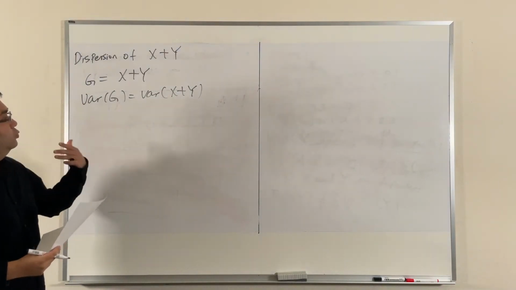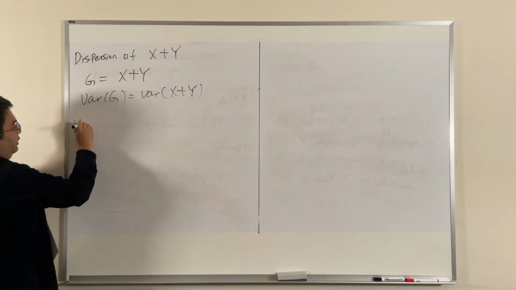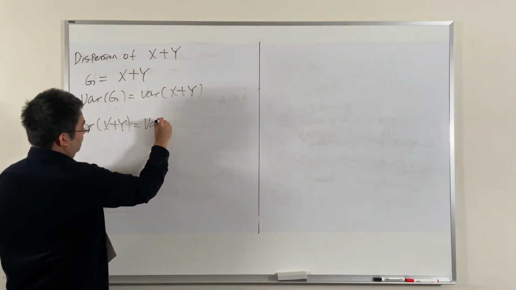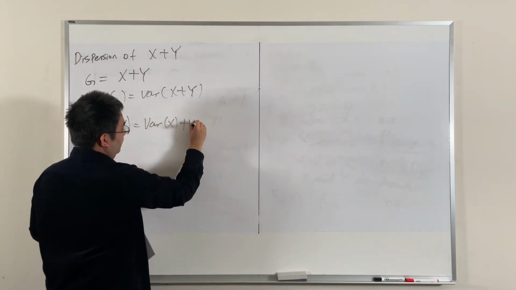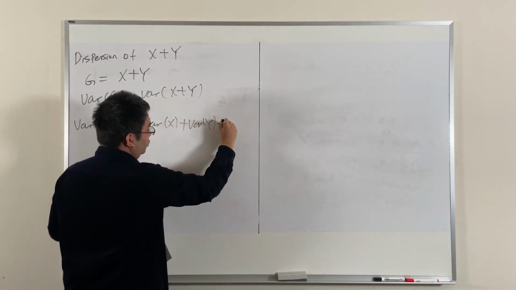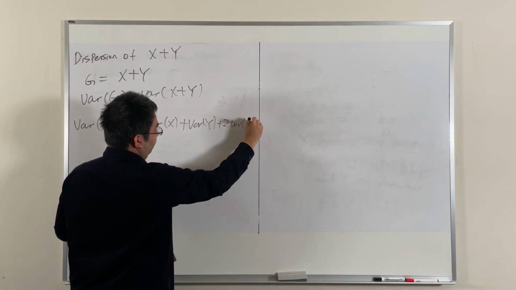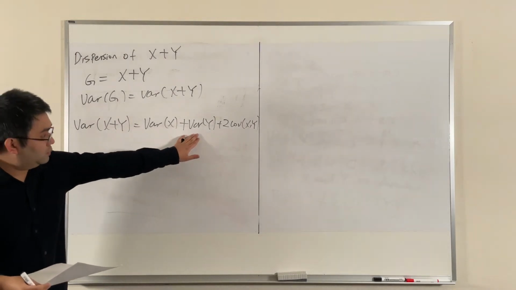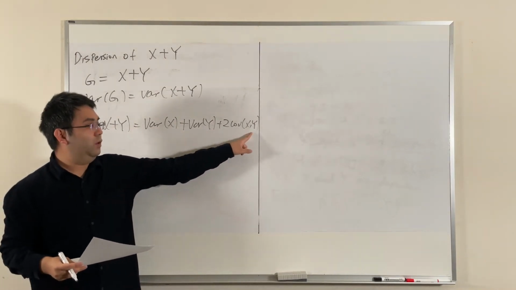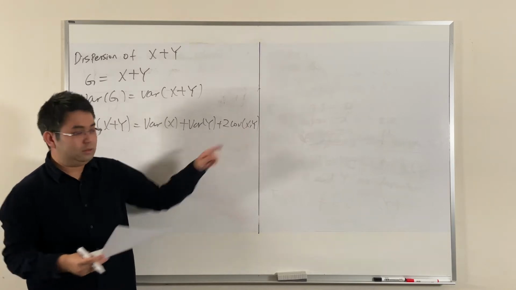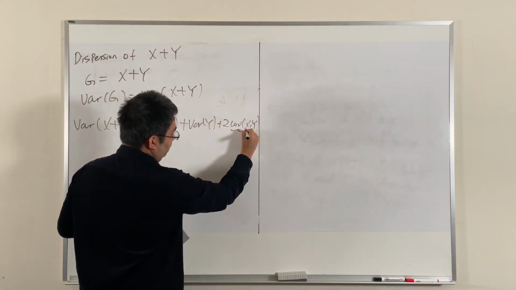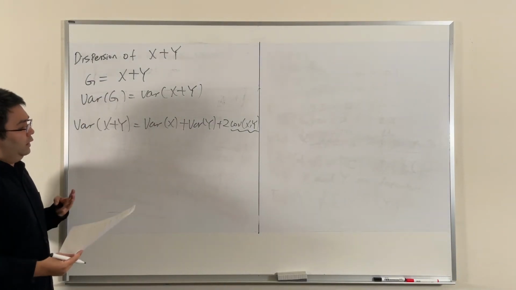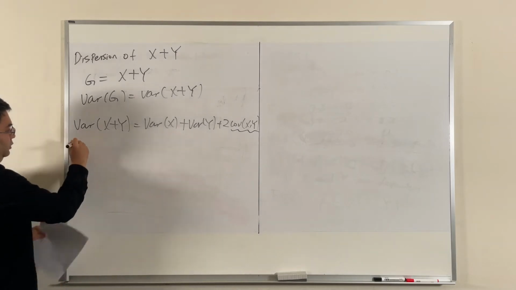Okay, variance of x plus y. Let me just go ahead and write out the formula first. Variance of x plus y equals variance of x plus variance of y plus 2 covariance of x and y. We know how to do the first two parts, and the covariance of x and y, two random variables, is new to us. So we'll focus on learning how to calculate this part here. There are two formulas to calculate this.